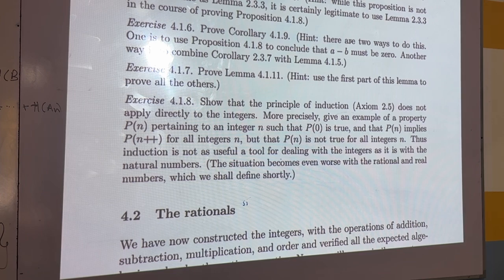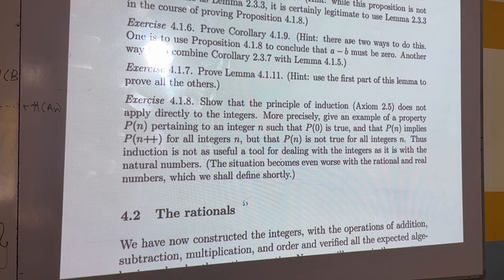Show that the principle of induction does not apply directly to the integers. More precisely, give an example of a property Pn pertaining to an integer n such that P0 is true and that Pn implies Pn plus 1 for all integers n, but that it is not the case that Pn is true for all integers. Think of an example that's a good one. It's not difficult, but when you are looking for an example, if you have the example, it is easy. Till you find the example, it is very difficult.